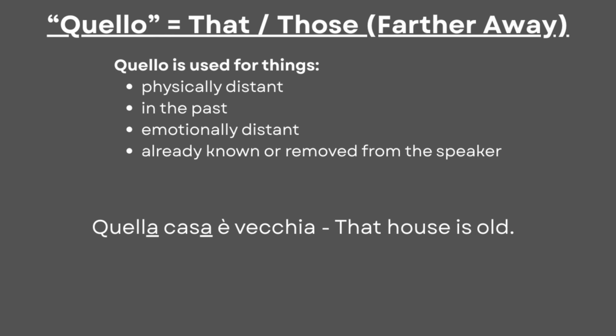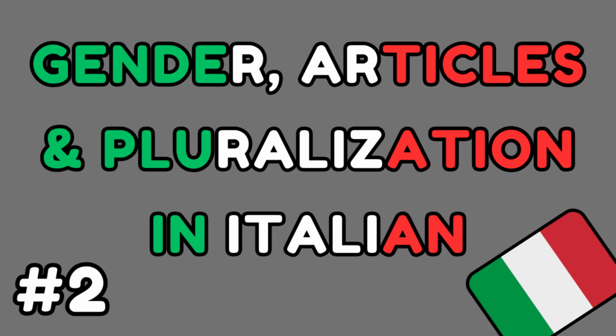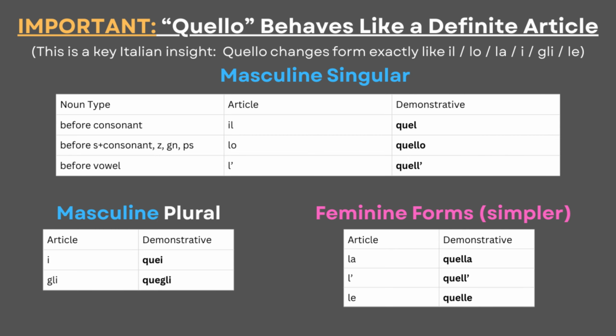Moreover, it's important to mention that quello behaves like a definite article, so it can change form like il, lo, la, i, gli, le. The system of how to modify articles is something I showed when I explained gender, articles, and pluralization in Italian, so I highly recommend watching that video to understand this idea. Although it looks like a lot of information, knowing noun types and articles is what matters most. After some practice, you will understand how quello is affected and when to use it.